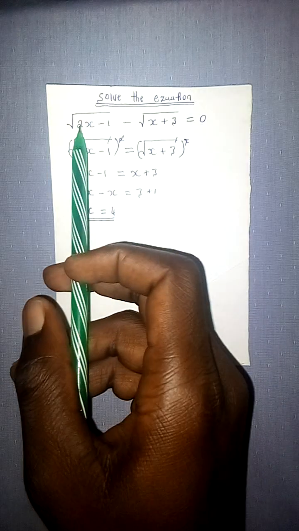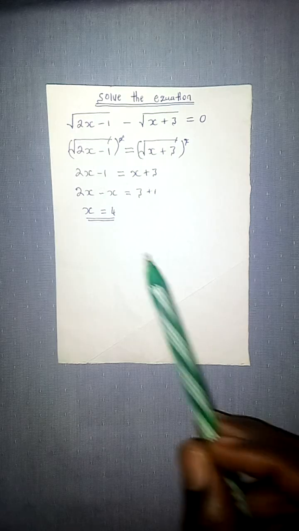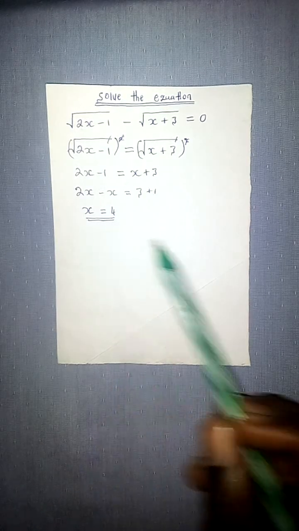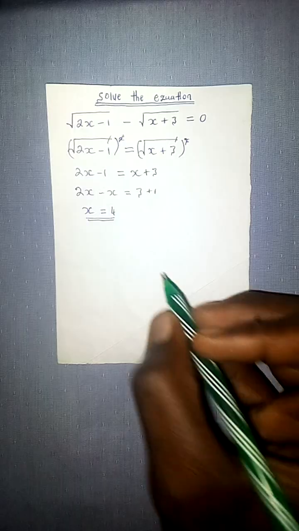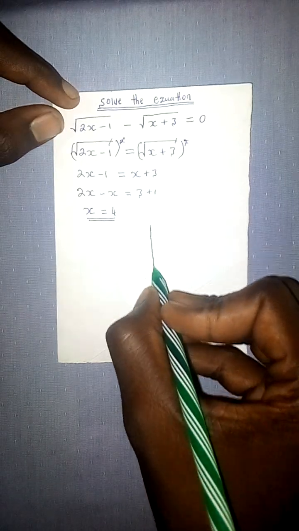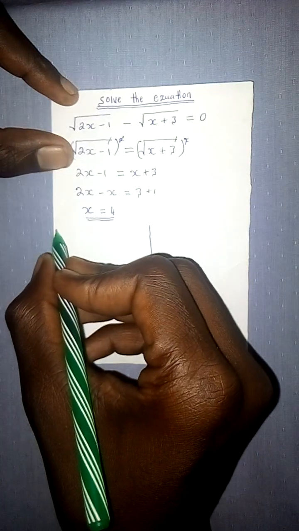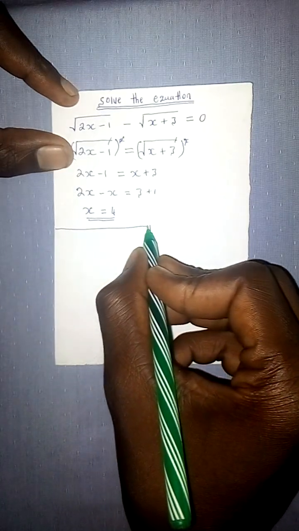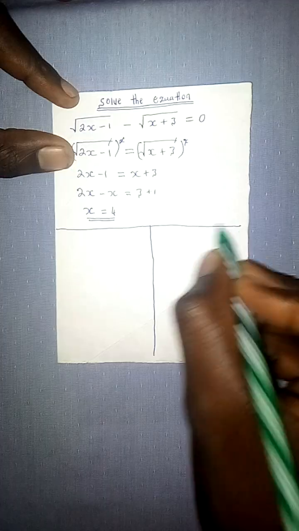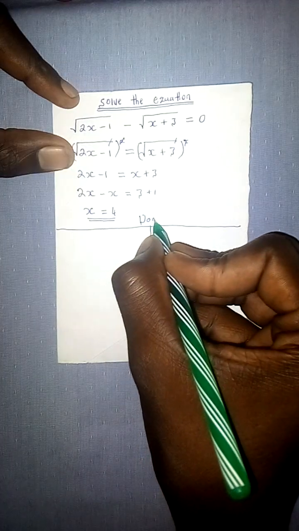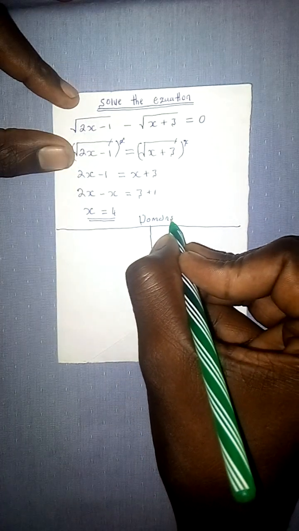Okay, but we need to check our domains. We need to check the domain for this part and for this part for us to conclude whether x is really equal to 4 or not. So we have two parts here. What are we checking? We are checking the domains. So let's check the domains.